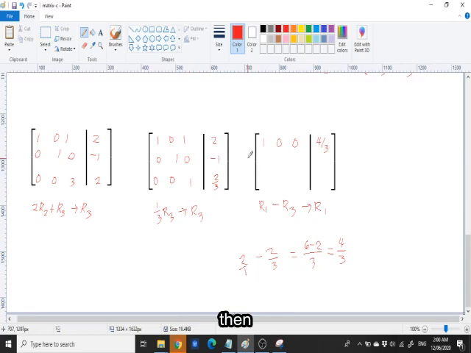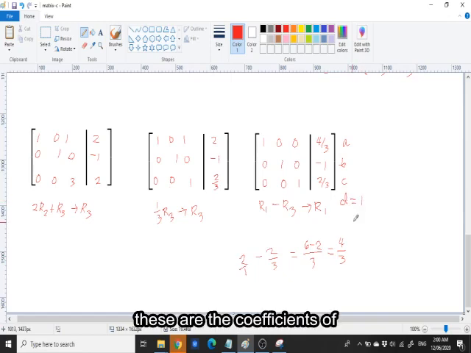And then copy the rest. 0, 1, 0, -1, 0, 0, 1, and 2/3. Therefore, 1 is the value of A, 4/3, B is -1, C is 2/3, and of course you've already solved that D equals 1. These are the coefficients of the cubic function.